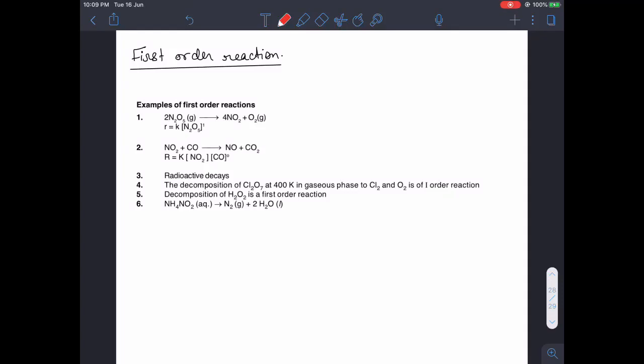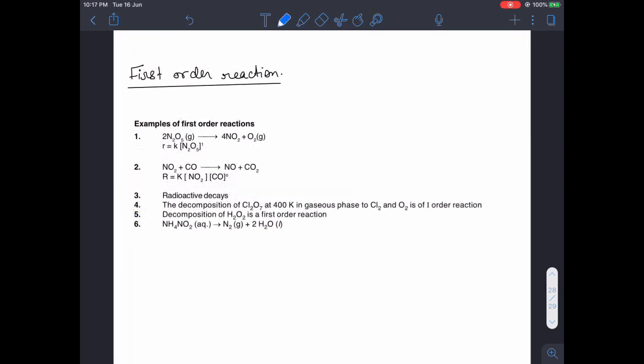In this video, I am going to discuss first order reaction and its characteristics. Starting with examples of the first order, a few of the most important examples which you need to remember: the decomposition of N2O5 is an example of first order. Radioactive decay is one of the most important, because entire radioactivity follows first order kinetics. The decomposition of H2O2 is also very important, and the ammonium nitrite decomposition.